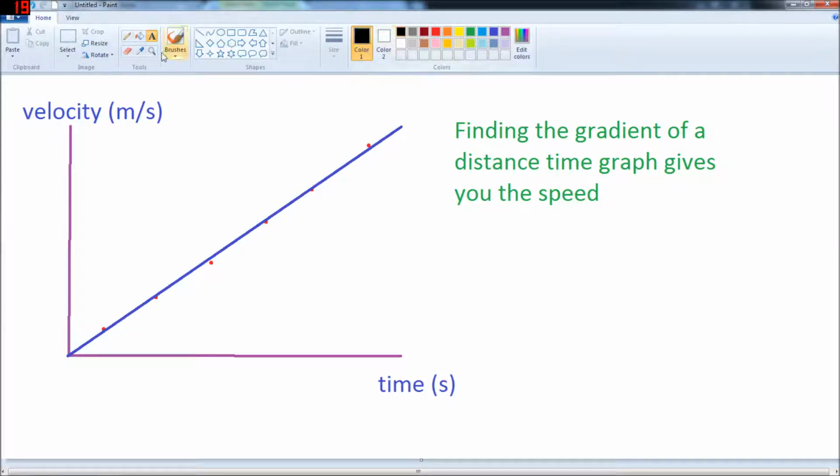And in actual fact, if we find the gradient of the graph, we draw a nice triangle on it, and just like we did before, measure how big delta y is, how big delta x is, and do one divided by the other.